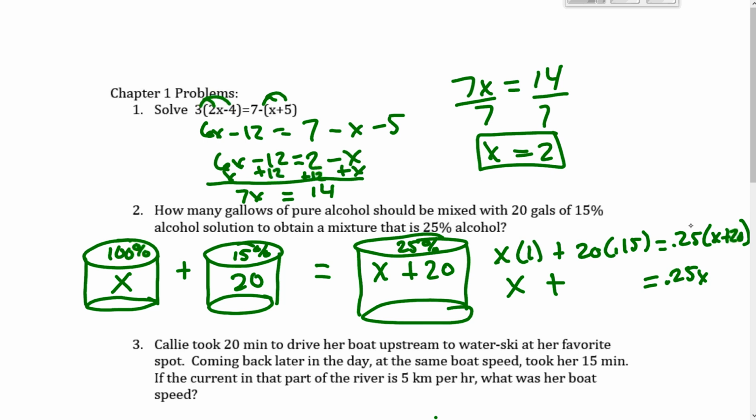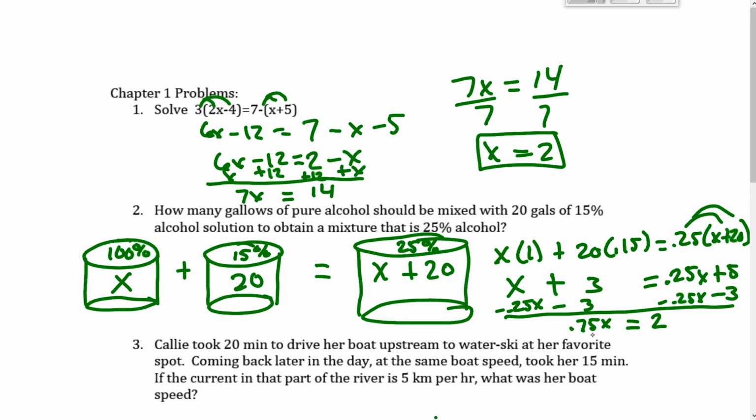0.25 times x, distribute this to both of them, and then 25% of 20 is 5. That's 5. So if that's 5, this must be probably 3. Yeah, so that's right. Okay, so now I can solve this. I can subtract 3. On this side, I'm going to subtract 0.25x. So it's like minus a quarter, right? So 1x minus a quarter x is 0.75x, 75 cents, right?